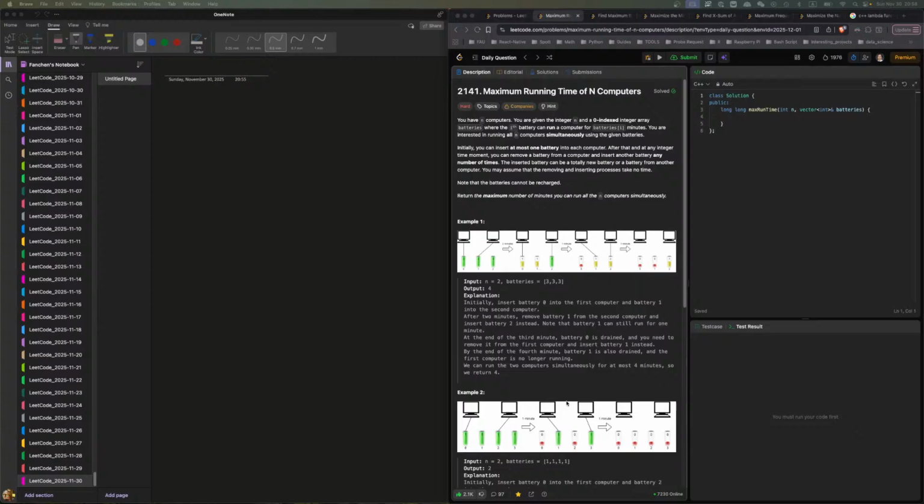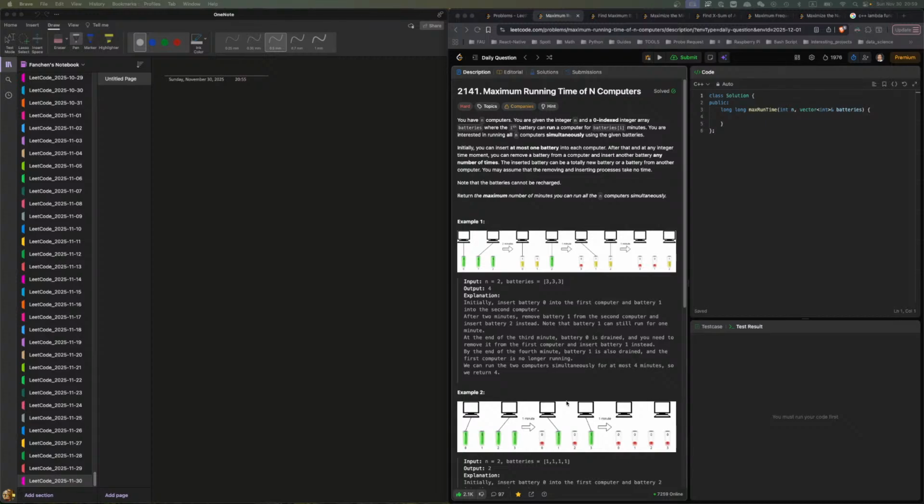We have a theoretical upper bound, right? Which is every battery is completely drained. That is the theoretical upper bound. So maybe can we do a binary search on this? Because we have a theoretical upper bound, we have a theoretical lower bound. Let's say we can run it for however many minutes, and we need to check to see if it's possible. Now, how do we check if it's possible?